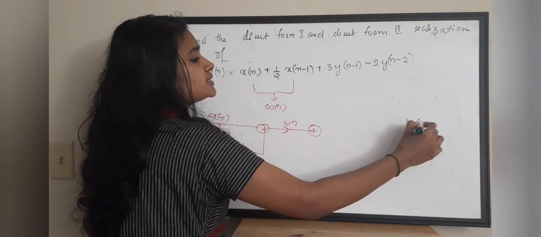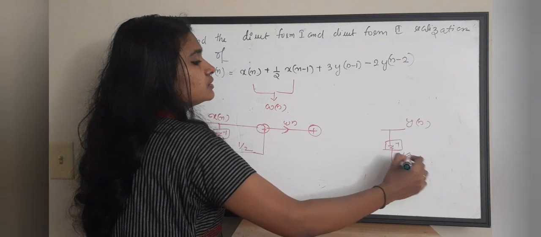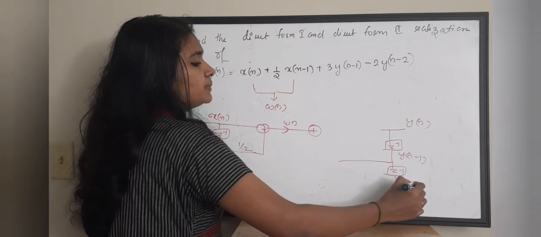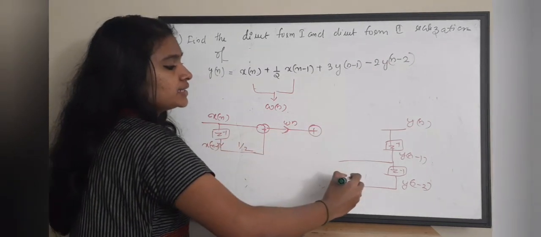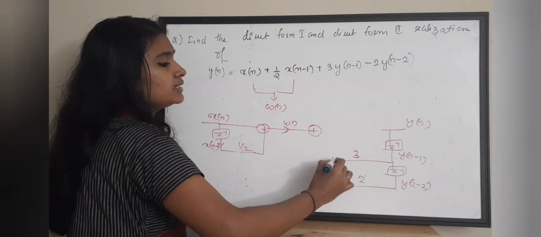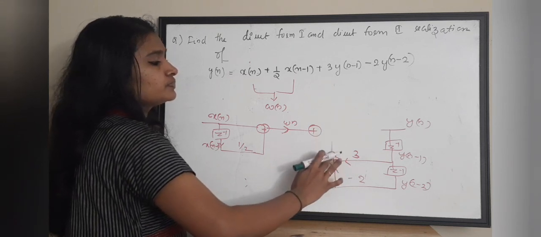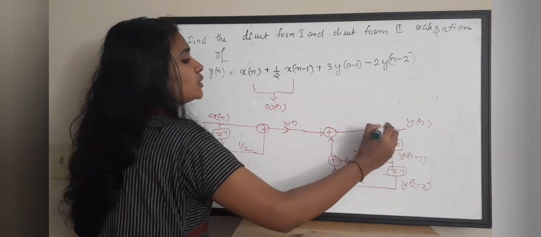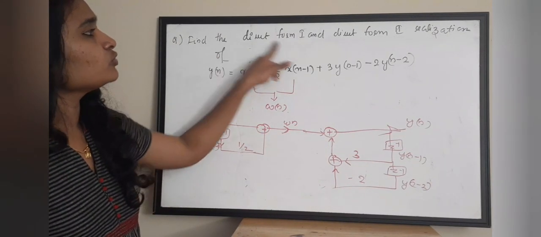Now, there is a y of n on the output side. Then there is a z raised to minus 1, and you will get y of n minus 1. If you delay it again, you will get y of n minus 2. Now y of n minus 2 is multiplied with minus 2, and y of n minus 1 is multiplied with 3. Add these two, and again add them with your w of n, and that is your y of n. So this is the answer for your y of n for the direct form 1 realization.